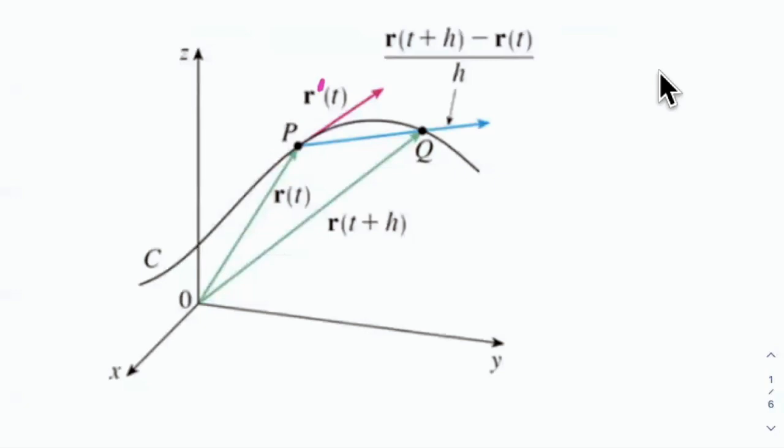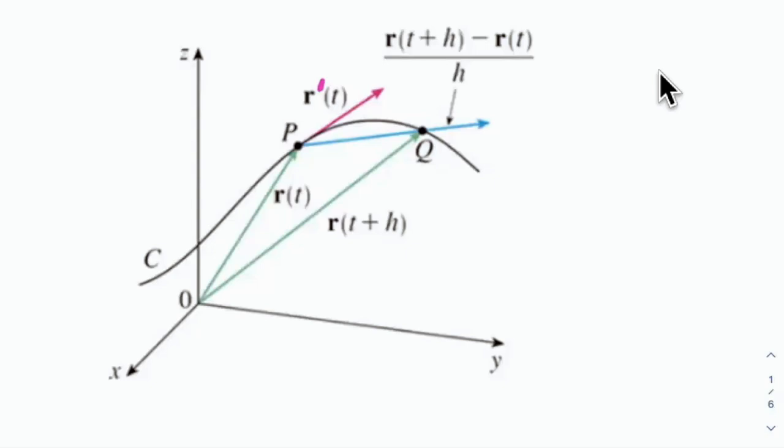How do you find the tangent line? How do you find this tangent line right here? For a line, you need two pieces of information, right? One is you need a point, but what else do you need? You need the direction. If you know a point and you know the direction, you can write the equation of the line, right? Okay, so that's a quick review.